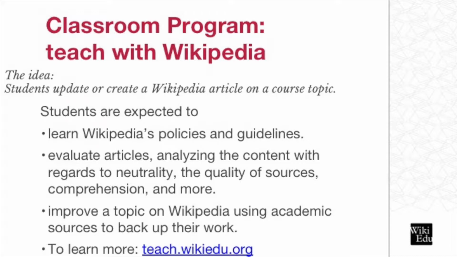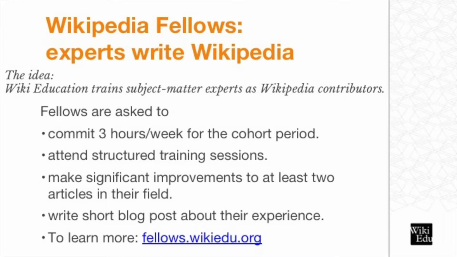But in case you yourself aren't teaching or you don't have the capacity right now, we also have a couple other programs. Wikipedia Fellows is where we work with subject matter experts like yourselves to train them to contribute to Wikipedia. We're doing a cohort model where you can join a cohort and learn to participate, with a time commitment of a couple hours a week. We help structure the training sessions for you just like we do with students, but we're a little more hands-on with the fellows. We ask that you improve at least one or two articles in your field so that you can really learn how the mechanisms of Wikipedia work. You can learn more about the Fellows program at fellows.wikiedu.org, which is pretty exciting.